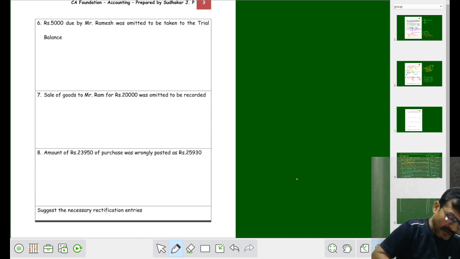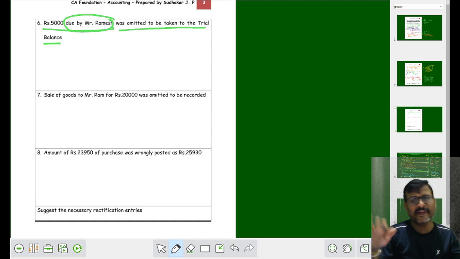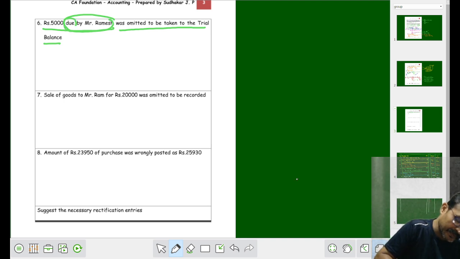See here. Rupees 5,000 due by Ramesh. What do you mean by due by Ramesh? He is a debtor. It was omitted to be recorded in the trial balance. It is not being recorded. Due by Ramesh. There are two things involved. What actually are the things involved here? Due. Due means it is an amount which is due from Ramesh. It is omitted to be recorded. It is not at all recorded in the books of accounts.